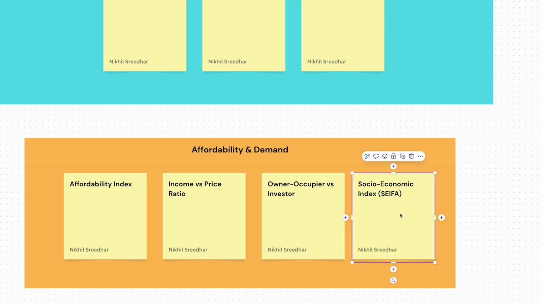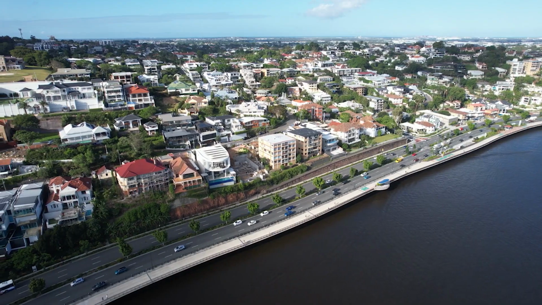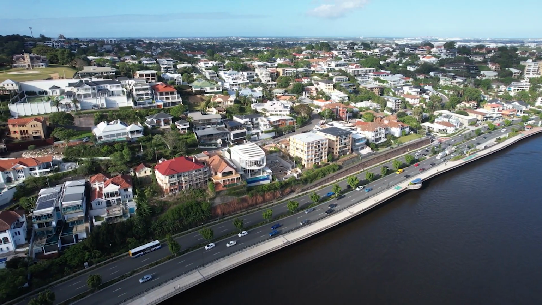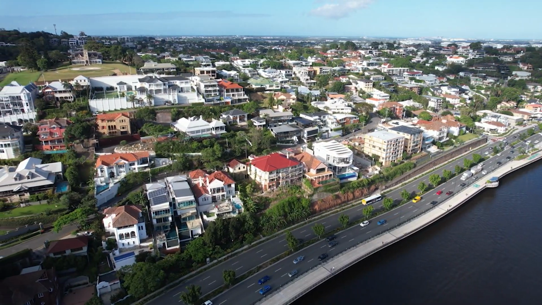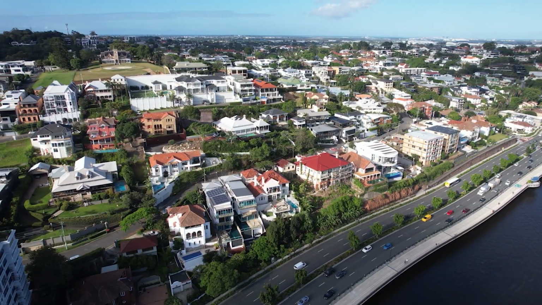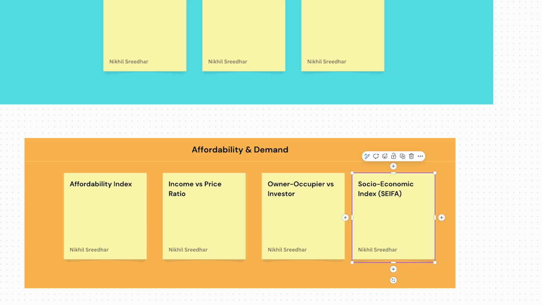The next is the socio-economic index. Higher scores here mean greater socio-economic advantage. These areas are often more resilient and more likely to gentrify over time. A higher score generally means a better long-term outlook. And we'll dig into this in the next layer when we go through the non-data points.